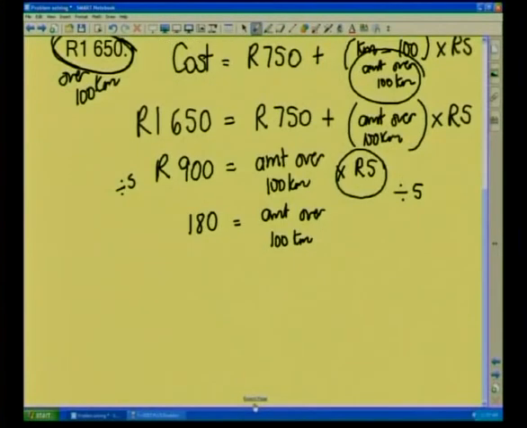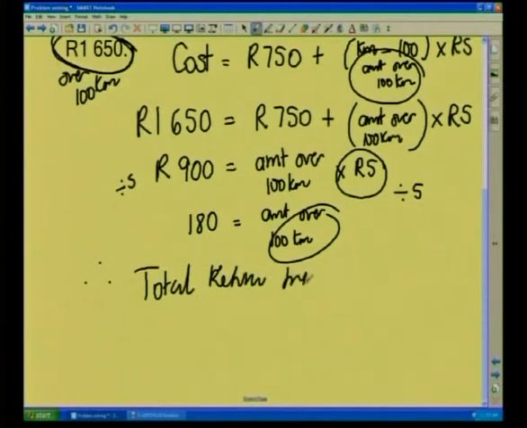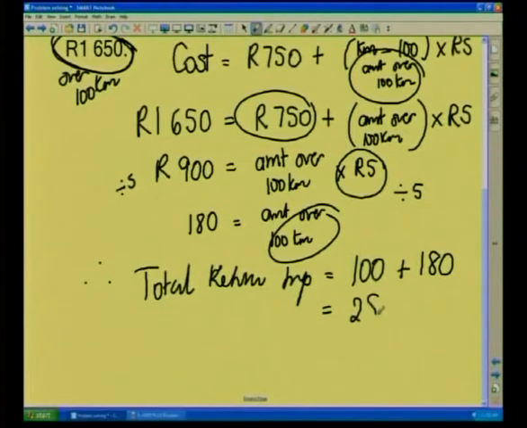Please note that this is the amount over 100 kilometers, so therefore the total return trip will be equal to 100, because that's what we had before. That was the 750, what this 750 was all about, plus our 180 kilometers. So altogether they would have traveled 280 kilometers.